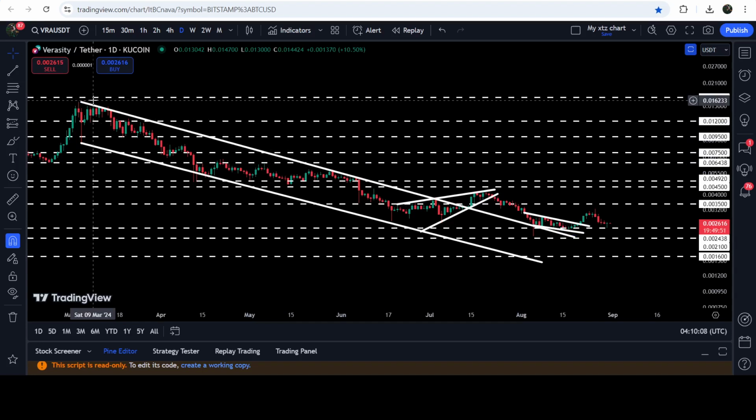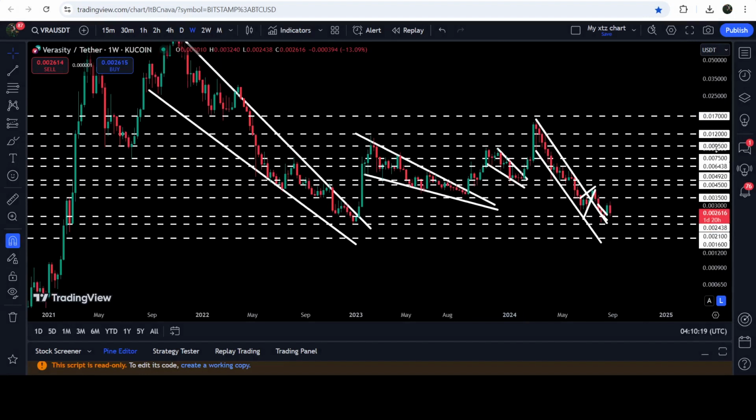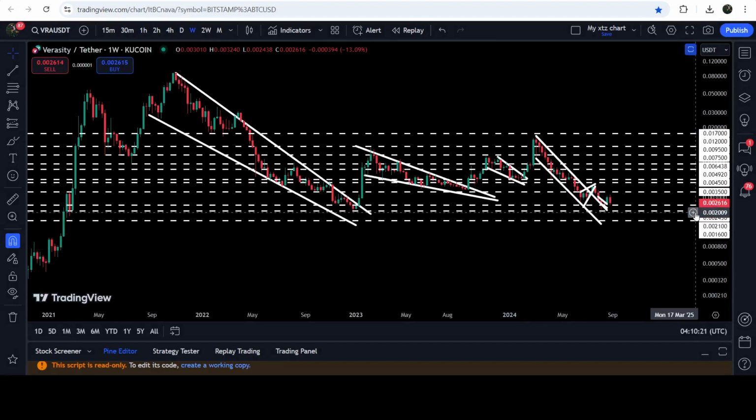But in my opinion, after the breakout from this channel, if the price reaches here to hit the target for this breakout, then it can also hit this long-term resistance of 1.7 cents as well. If we take a look at the 7-day time frame chart, then you can see that this 1.7 cents was previously working as a support here for a few weeks. Therefore, again, it can work as a strong resistance.